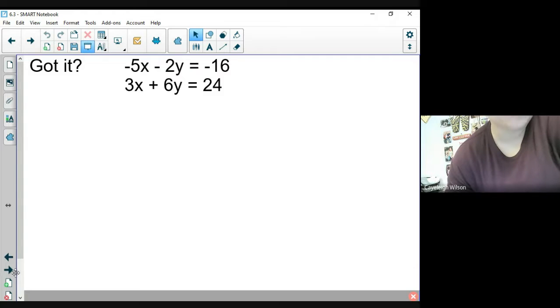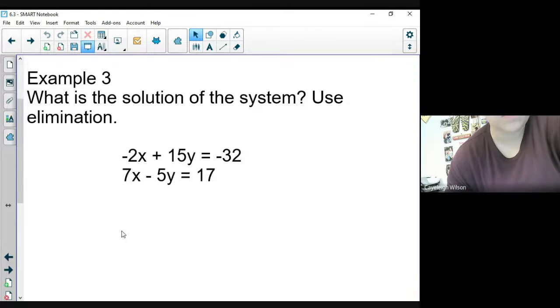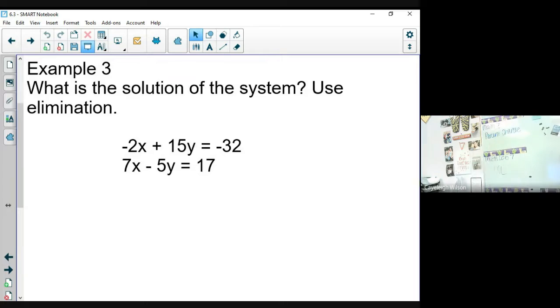Okay. So we're gonna look at this one first. It says, what is the solution of the system? Use elimination. And I want to be clear about this one. When we go to take our test on this stuff, there will be 3 sections on the test. One section will say, you must solve it by graphing. Another section will say, you must solve it by substitution. The third one will say, you must solve it by elimination.